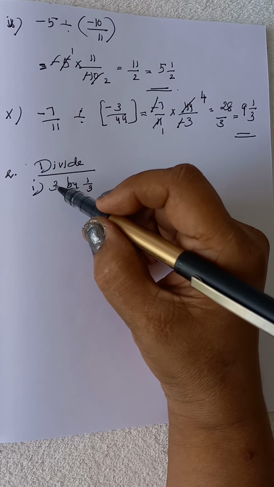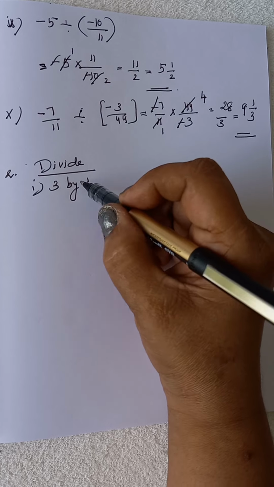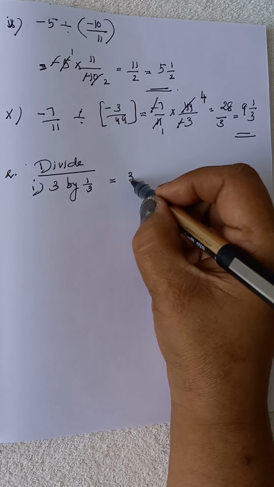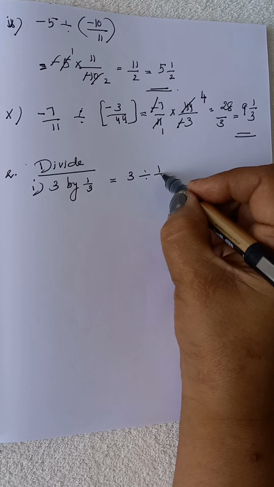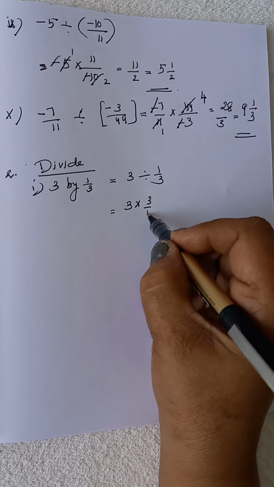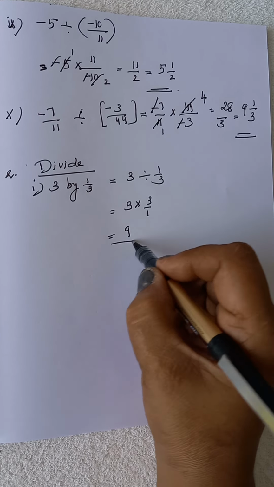Divide. In that first sub question, it is 3 by 1 by 3. Divide 3 by 1 by 3. So that is equal to 3 by 1 by 3. That is equal to 3 into 3 by 1. That is equal to 9.